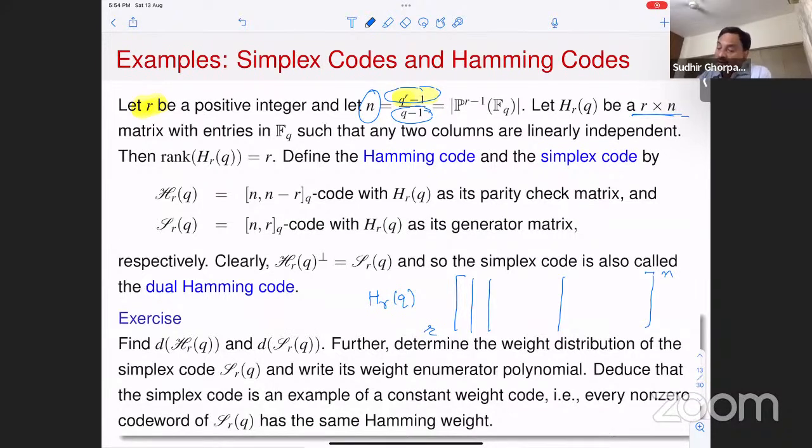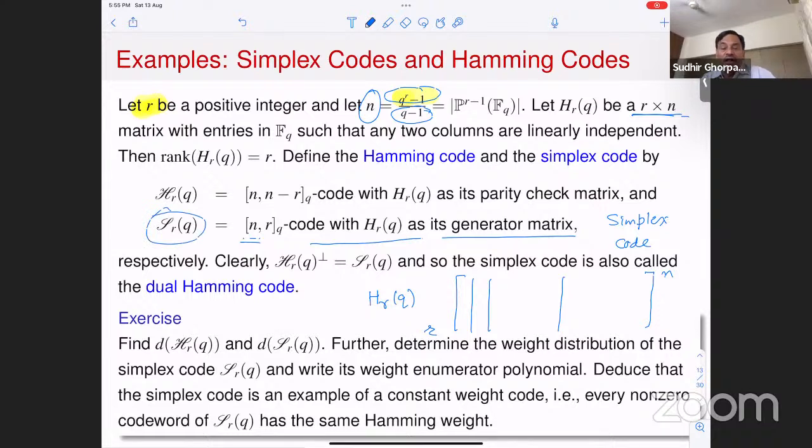Okay. So now what is this simplex code? Simplex code is simply the code of length n and dimension r, so that this H_r^q is a generator matrix of that. In other words, I take the rows, which are n-tuples, r of them. It is an easy exercise to show that these rows are linearly independent. This matrix is of rank r. And the subspace of F_q to the power n that they generate, that is called the simplex code. I denote it by S_r^q.